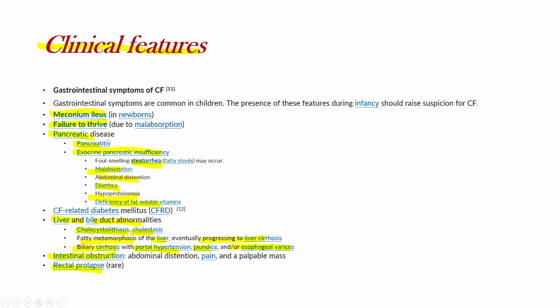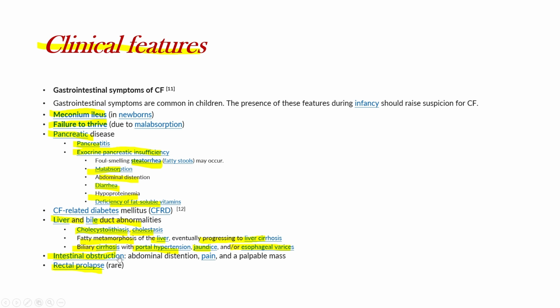meconium ileus, we will have failure to thrive, pancreatic diseases like pancreatitis, pancreatic insufficiency, we will have fatty stool, malabsorption, abdominal distension, diarrhea, hypoproteinemia, and deficiency of fat-soluble vitamins. For the CF-related, we will also get CF-related diabetes, as we mentioned, bile duct abnormalities, cholecystolithiasis, cholecystitis, and we will get all of those.